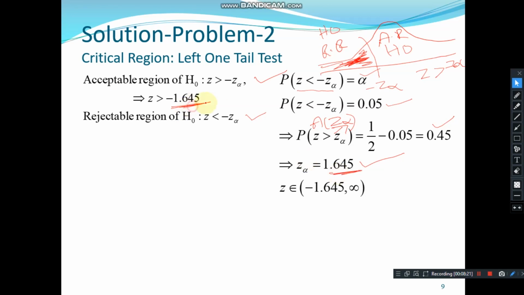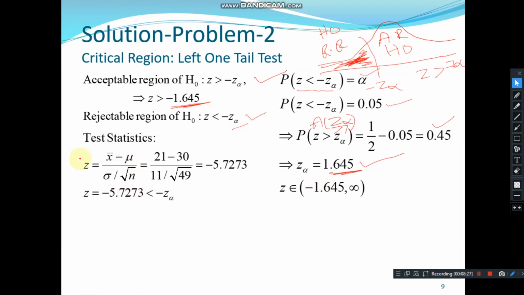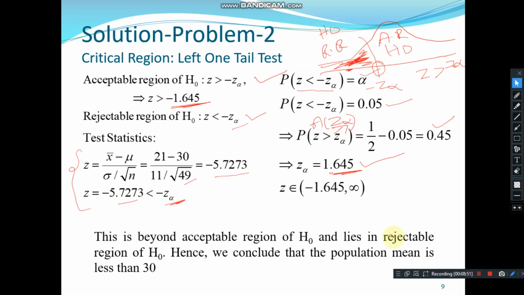Now negative, accordingly the rejectable region. Now we are going to find the z value for the sample according to the test statistic. Because the sample size is 49, greater than 30, it is a large sample. Observe here, we got minus 5.7273, which is less than minus z alpha. Less than minus z alpha means this point lies in the rejectable region of H naught. So that's why H naught is rejected.